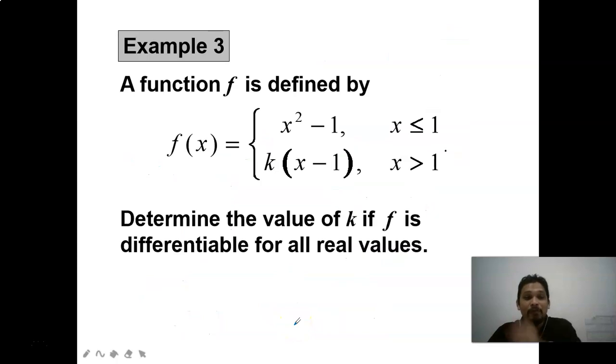Okay, now a function f is defined piecewise, with f(x) equal to x squared minus 1. Determine the value of k if f is differentiable for all real values. So we are going to find out what is the value of k here, and the key is that both of these functions are differentiable for all real values.